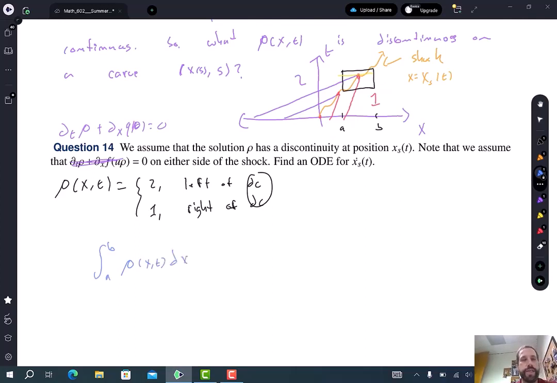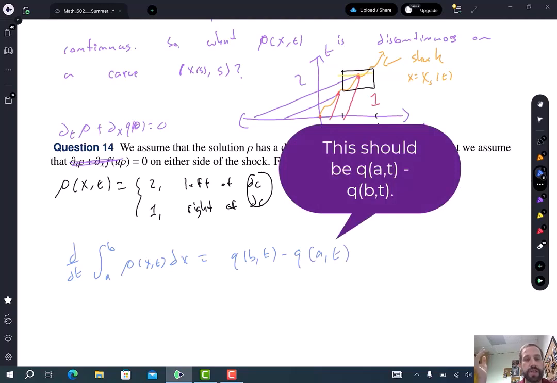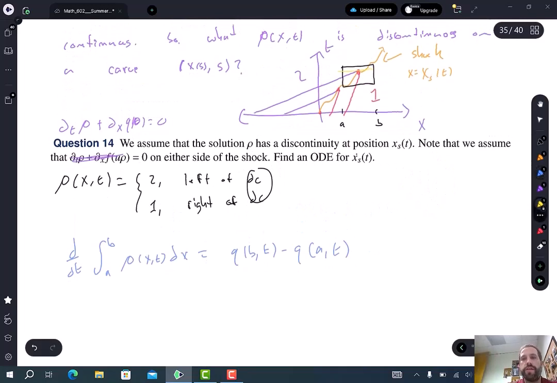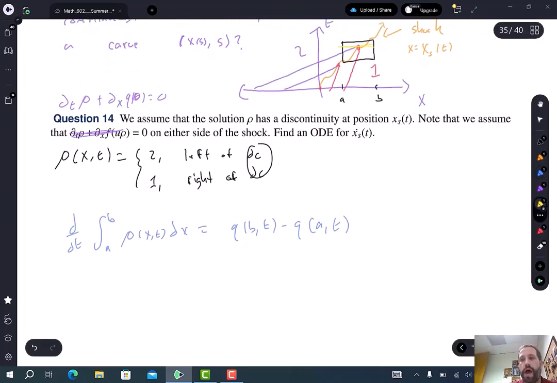And our assumption is that even across a discontinuity, rho is still conserved. So in other words, d dt of this is going to be equal to q of b,t minus q of a,t. Again, this is just conservation. This is just the conservation law that we derived several videos ago, but I'm just applying it across this discontinuity here.